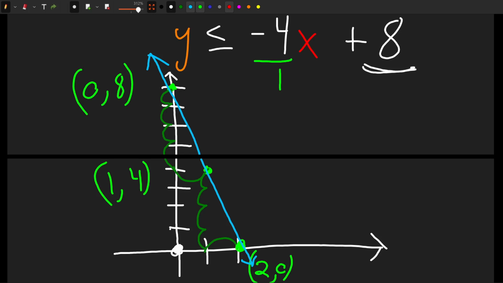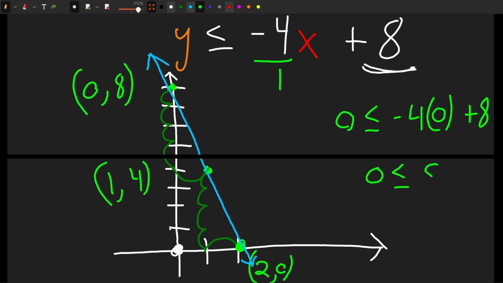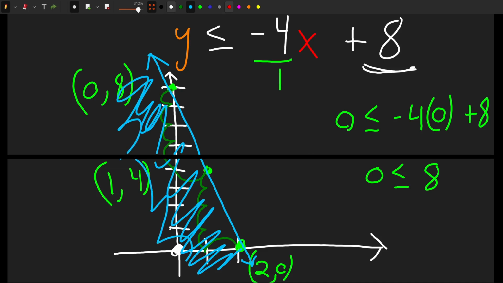So when I plug in 0 for y and 0 for x, I get 0 is less than or equal to negative 4 times 0 plus 8. I'm going to go ahead and write that out. Negative 4 times 0 is 0, so I get 0 is less than or equal to 8. And that is true. Since it's true, that means we're going to shade towards the origin, which means any answer to the left of our line is an answer. Okay?